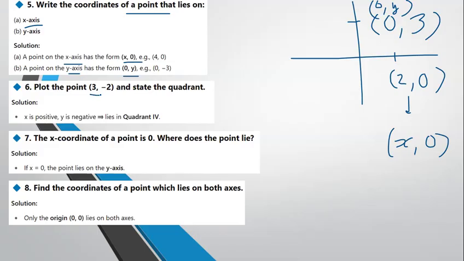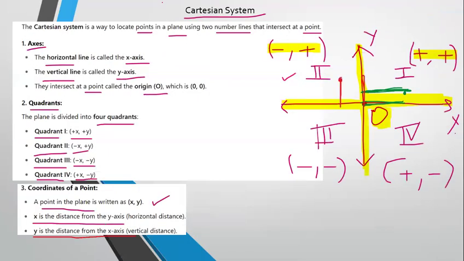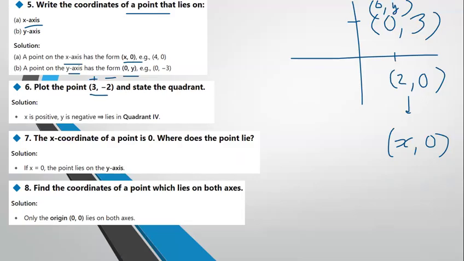Plot the point (3, -2) and state the quadrant. Now, here as we can see, the sign of 3 is plus and the sign of 2 is minus. So it will be of the form plus minus. A point of the form plus minus lies in the fourth quadrant. So (3, -2) lies in the fourth quadrant and we can plot this point as 3 and -2. So this will lie somewhere here.